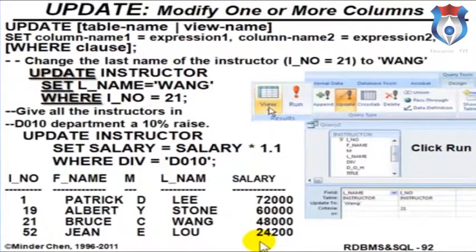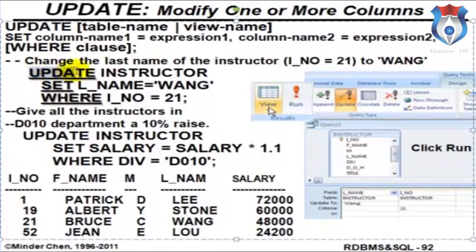Update statement. The update statement allows you to change the data in an existing record or records. For instance, here I want to update the instructor table. I want to set the last name to "when", only for the record where its instructor number is 21.